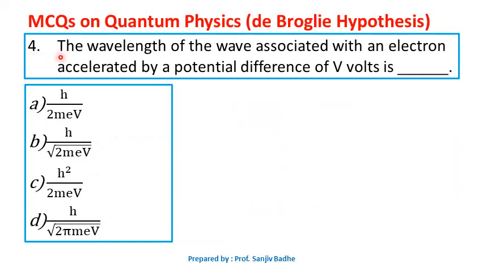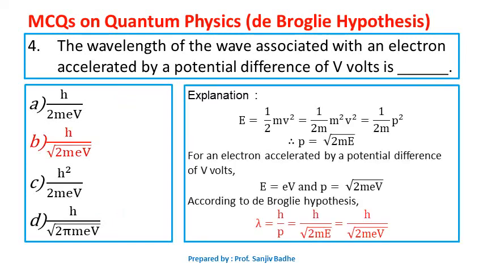Question number 4. The wavelength of the wave associated with an electron accelerated by a potential difference of V volts is, 4 options are given again. A is h upon 2 MeV, B is h upon square root of 2 MeV, C is h square upon 2 MeV, and option D is h upon square root of 2 pi MeV. So which one of these 4 options is the correct one?